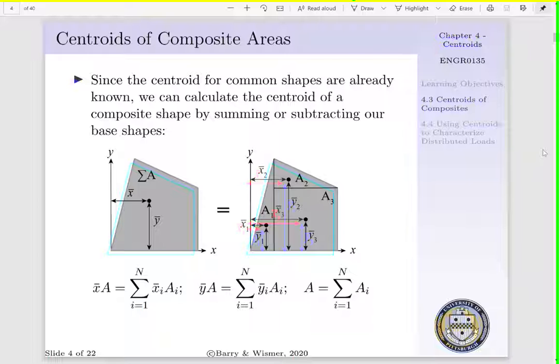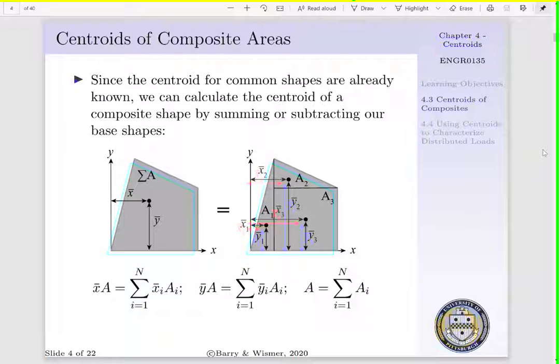unique areas per the total area of our system. That is, x bar would be x bar 1, A1, plus x bar 2, A2, plus x bar 3, A3, divided by the sum of A1, A2, and A3. Likewise, we can do this for y bar. Y bar would be equal to y bar 1, A1, plus y bar 2, A2, plus y bar 3, A3, per A1 plus A2 plus A3.